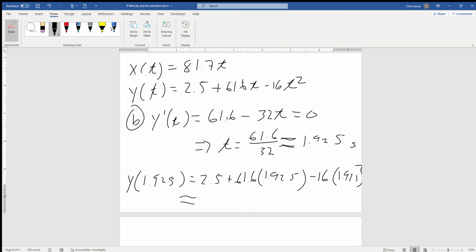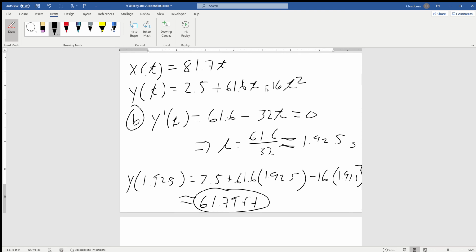So 2.5 plus 61.6 times 1.925 minus 16 times 1.925 squared. And the maximum height is going to be 61.79 feet.